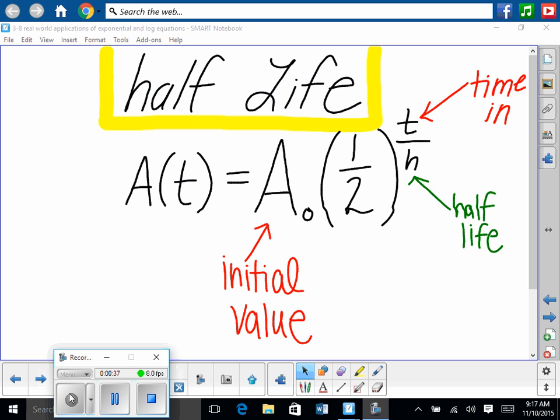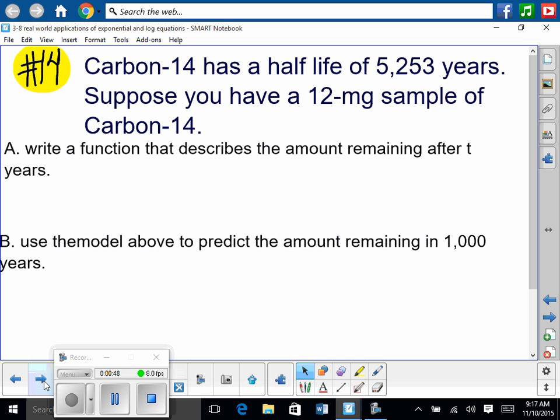So here's the formula. On the test, I'll give you the formula. I'll straight up say, here is the question, and then I'll say, use this formula. All you have to know is how to plug it in and do it correctly. Okay, so here we're going to do number 14 together.